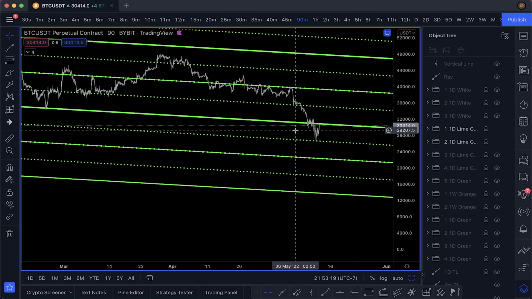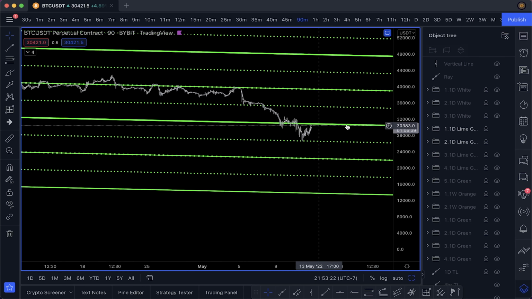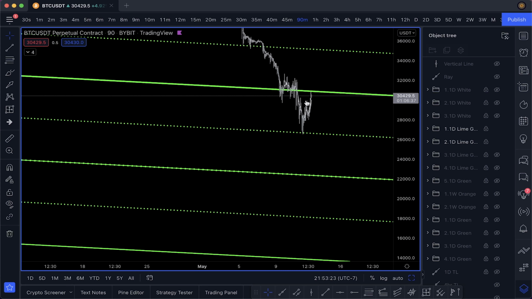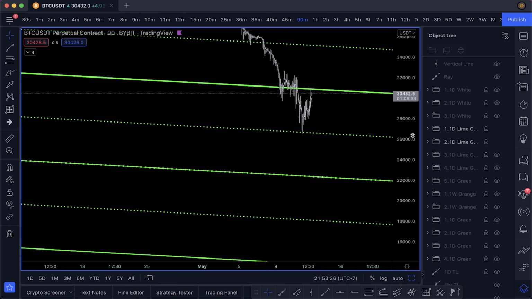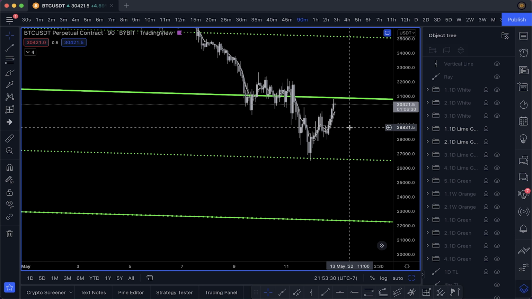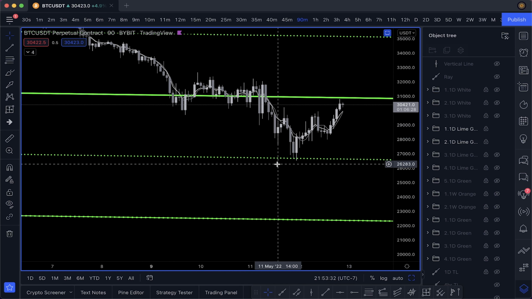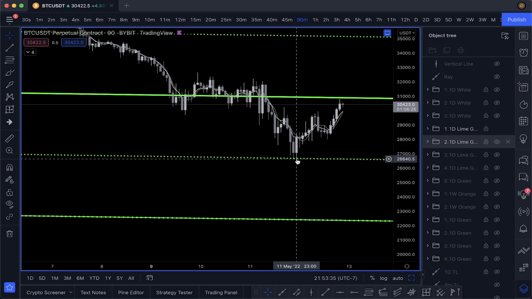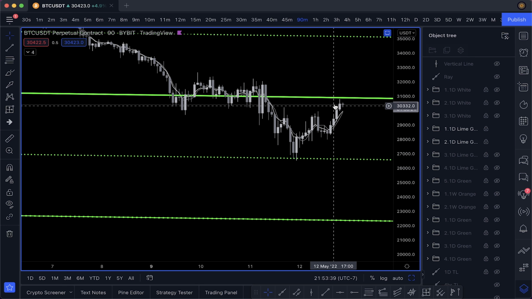So we're here. We're getting very close to hitting this major resistance right here, but we didn't hit it. But as you can see, we bounced from the midline of the channel to the top of the channel.